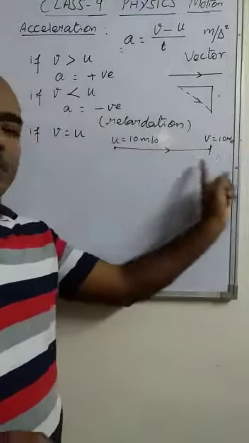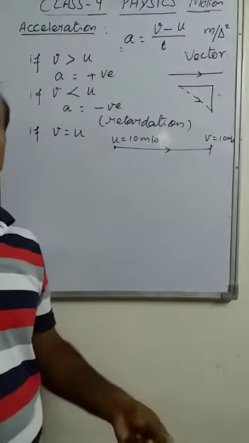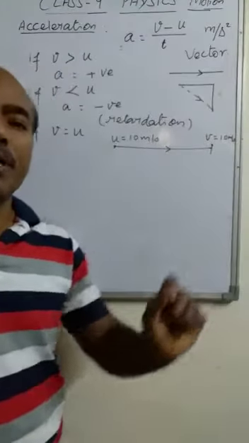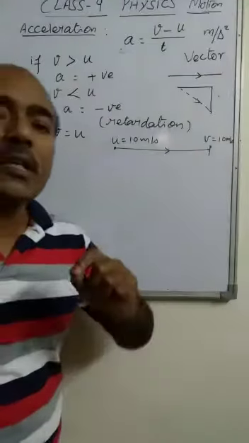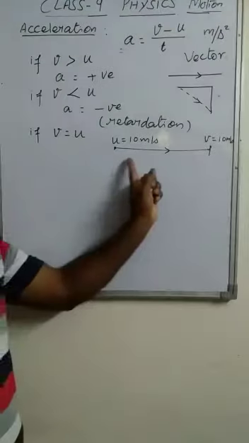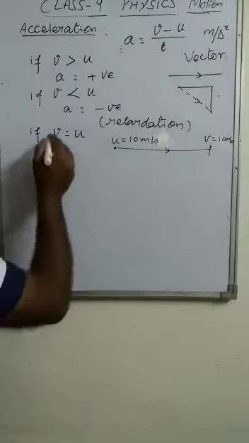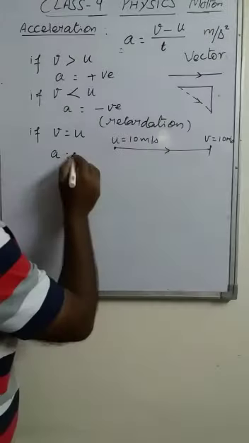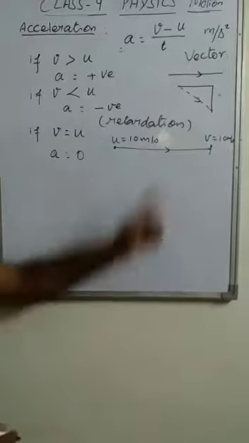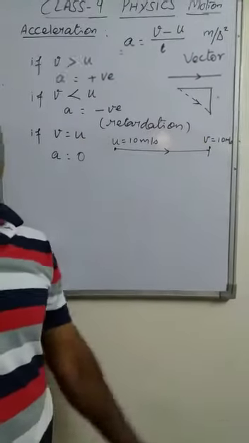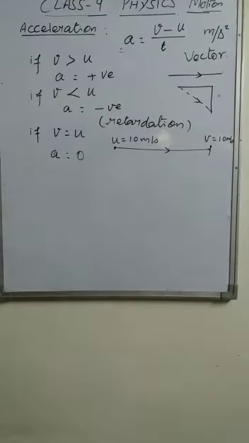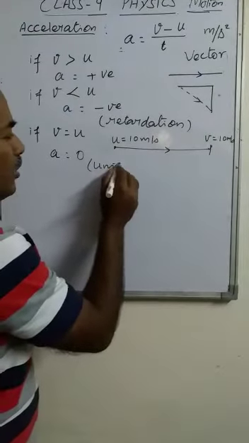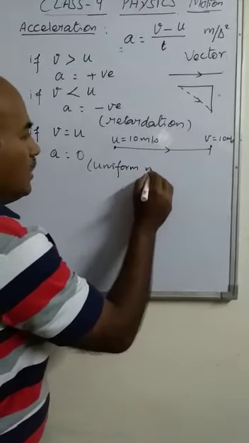If an object is traveling with the same velocity, we have already studied that the object is in uniform speed or uniform velocity, or it is in uniform motion. So here the velocity is the same, then from the formula you can observe that the acceleration is equal to 0, because v minus u, where v and u are equal, is 0. If the acceleration is 0, then the body is in uniform motion.